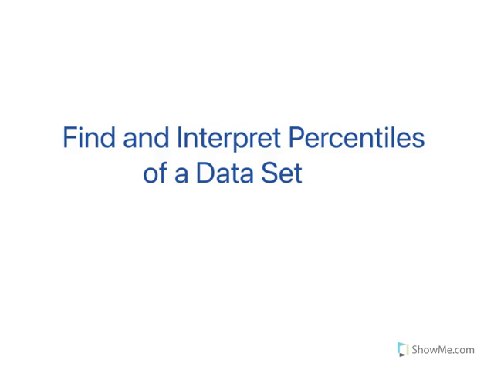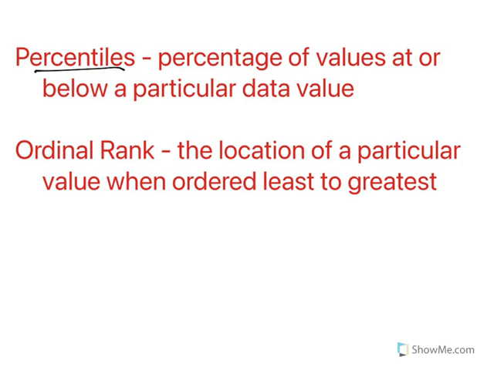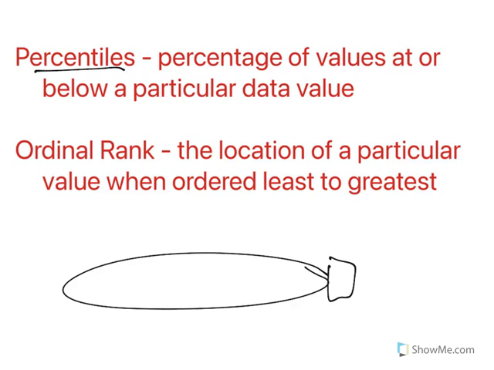Let's find and interpret percentiles of a data set. So first, what is a percentile? Well, it's the percentage of values at or below a particular data value. So if we say what number is the 70th percentile, we would find the value. If we say 70th percentile, that means 70% of the numbers are in front.